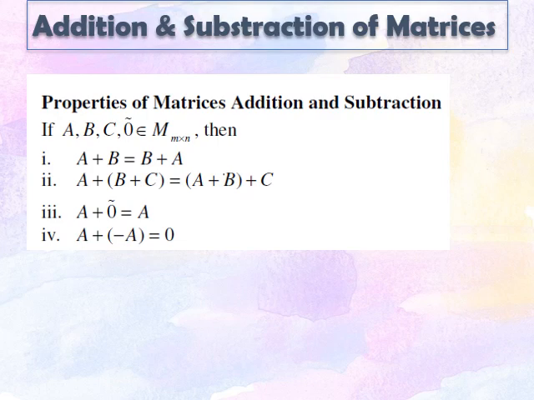So next are the properties. This is just for your knowledge. For addition, A plus B is equal to B plus A. And A plus B plus C is the same whether you add B and C first, or you add A plus B first. If A is added to a 0 matrix, you will get A. A plus the negative of A will get 0.